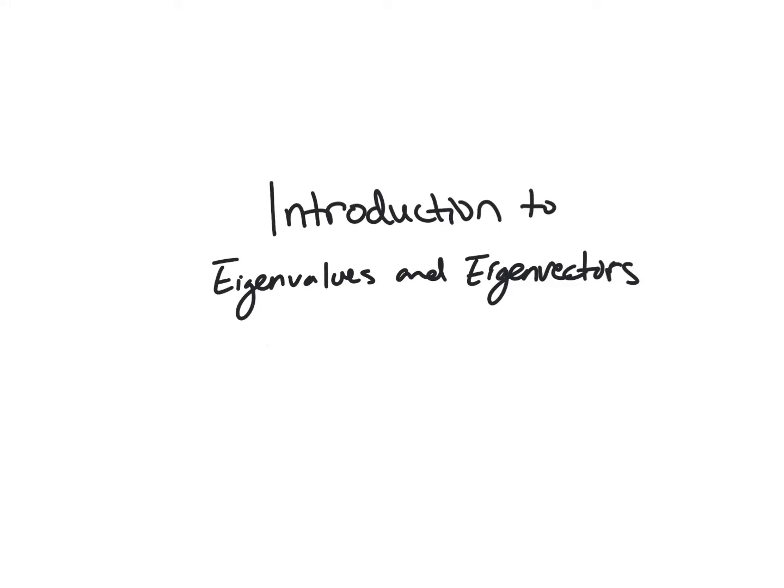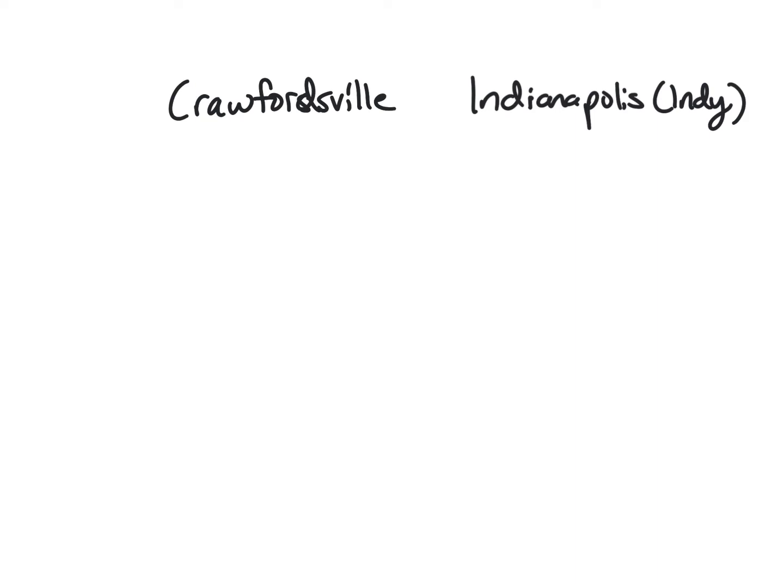Hello everyone. In this video, we're going to give an introduction to eigenvalues and eigenvectors. We're going to do it through kind of a real-world example to start. So, what is this, at least semi-real world problem? We're going to look at Crawfordsville and Indianapolis and their respective populations.